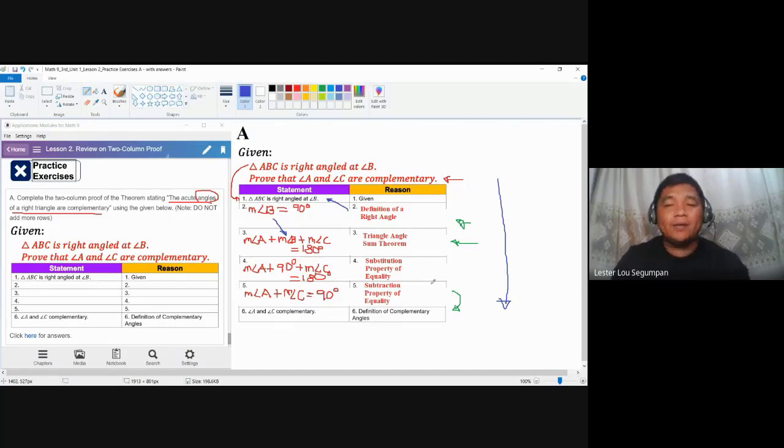Again, the purpose of coming up with this is for us to be prepared in triangle similarity, where theorems also need to be proven. Without this, you may find a hard time or trouble in understanding the similarity between triangles. So the next few videos will still be connected to coming up with a two-column proof.